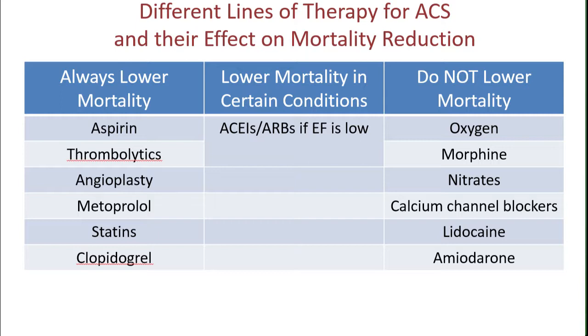What lowers mortality in certain conditions? ACE inhibitors, if the ejection fraction is low. What does not lower mortality? Oxygen, morphine, nitrates, calcium channel blockers, lidocaine, amiodarone. They do not lower mortality, but we give them whenever indicated. Morphine and nitrates are always given in acute coronary syndrome, of course.